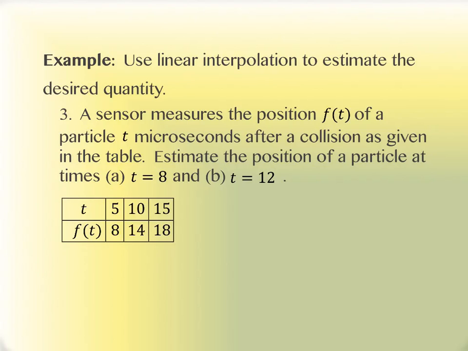So we have a sensor, and it measures the position of a particle t microseconds after a collision. Information is given in the table, and we're going to estimate the position of the particle at times t equal to 8 and t equal to 12. If you take a look at this table, t equal to 8 means the t values that we care about are 5 and 10 because they are the closest ones to the t value of 8. Are you with me so far? 8's between 5 and 10.